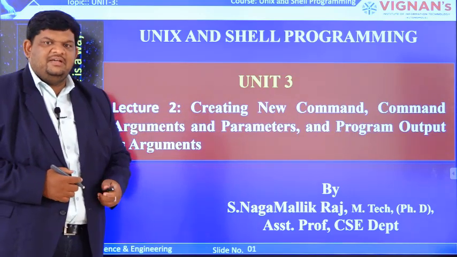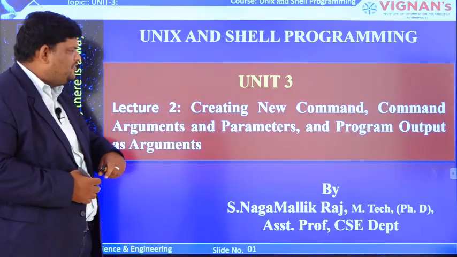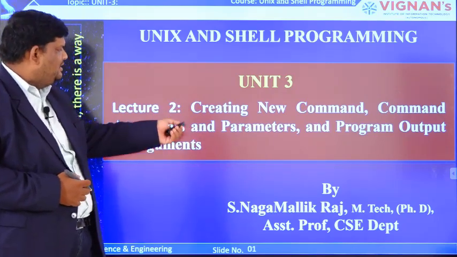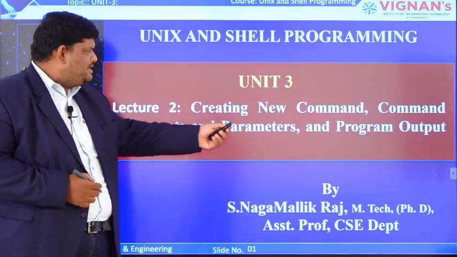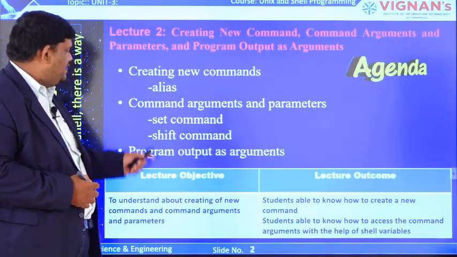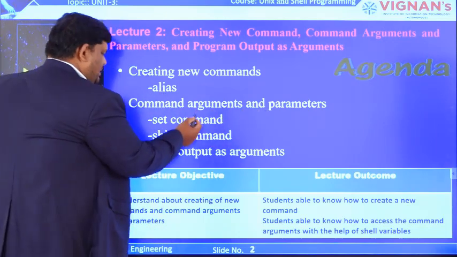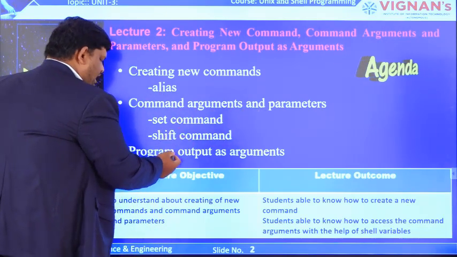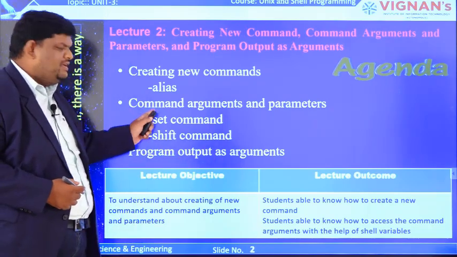Today the session is a continuation of the previous lecture number 2 from Unit 3. The topics that we covered in the previous lecture were about creating new commands, and in how many ways we can create them. In today's session we are going to cover command arguments and parameters, with the help of the set command, the shift command, and program output as arguments. So in today's session we are going to cover these two topics.